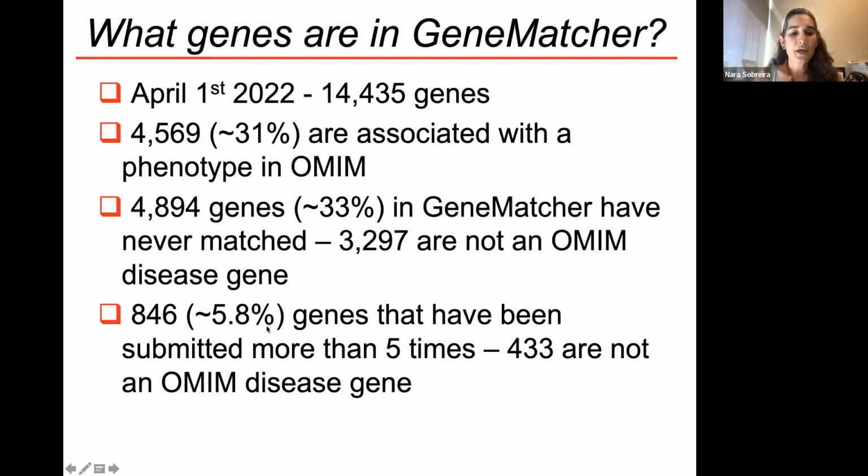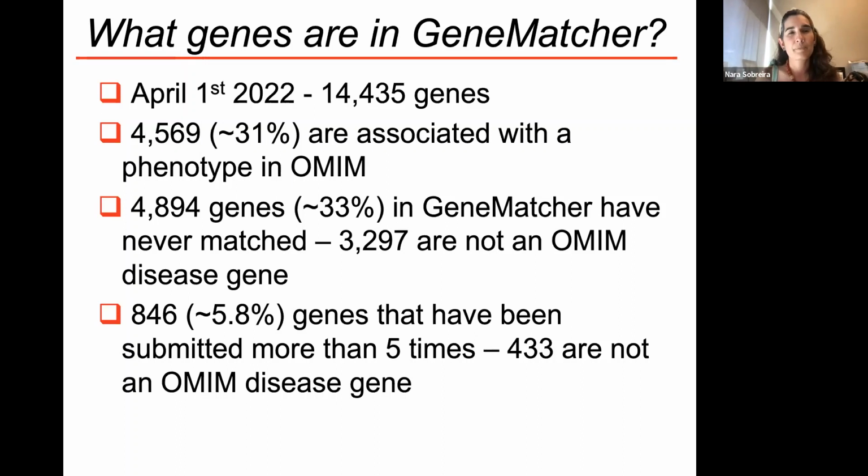And then we have many genes, 846 of them, almost 6%, that have been submitted more than 5 times. And 433 of them are not Mendelian disease genes that we know yet. So those are genes that maybe are causing more than one phenotype, more complicated to find, or maybe just genes that are mutated in everybody and are not really causative of anything.